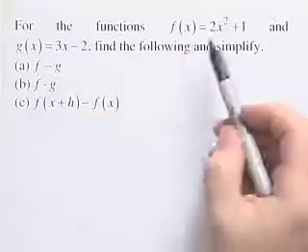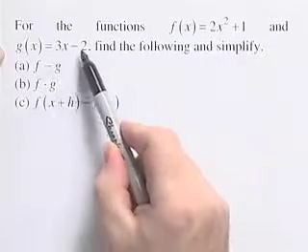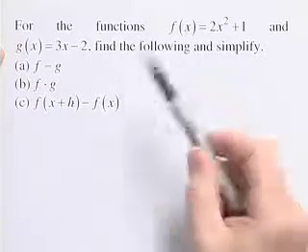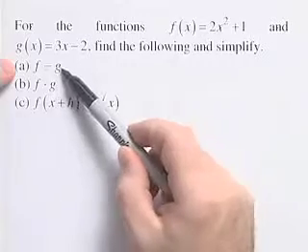For this next problem, we're going to look at some operations on functions. For the functions f of x equals 2x squared plus 1 and g of x equals 3x minus 2, we want to find the following and simplify. Part A, we want to find the difference of the two functions, f minus g.